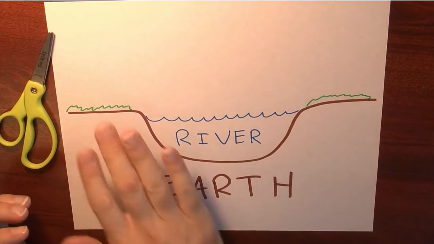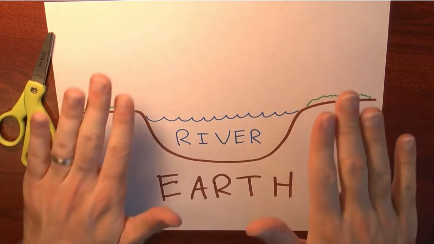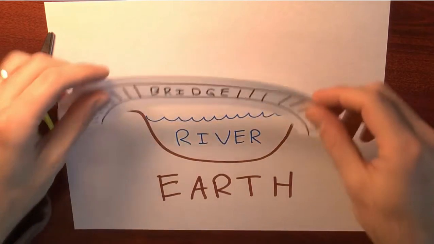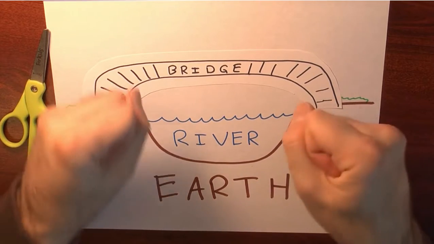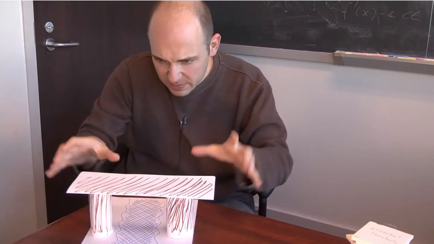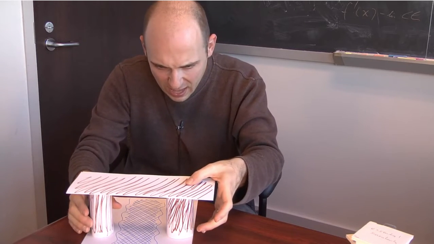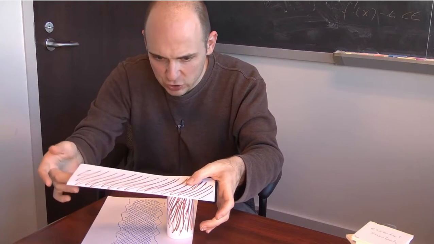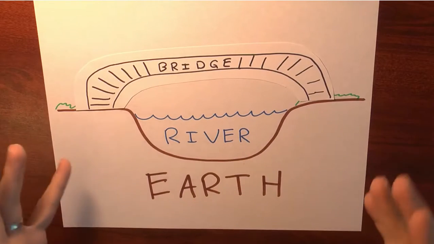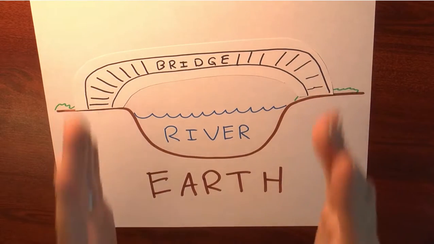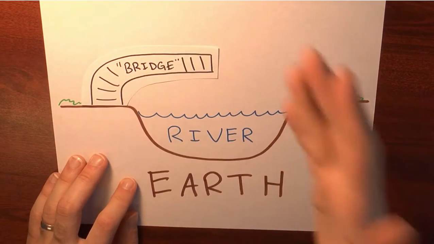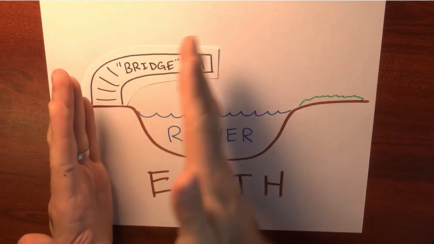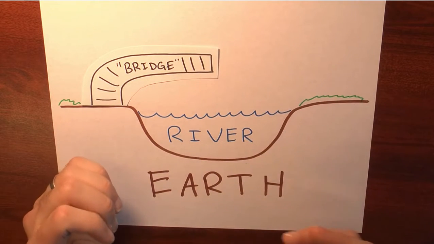Here's a diagram. I've got the earth, I've got the river, here are the two banks of the river, and then I can build a bridge that goes from one bank to the other, but it's attached to both banks. But I want to think about a one-sided bridge. Instead of being connected to both banks, I just want to be connected to one of the banks. So instead of building a bridge that's attached to both banks, I want to build a bridge that's just attached to one bank, and then I want to know how long can I make this bridge before it collapses.